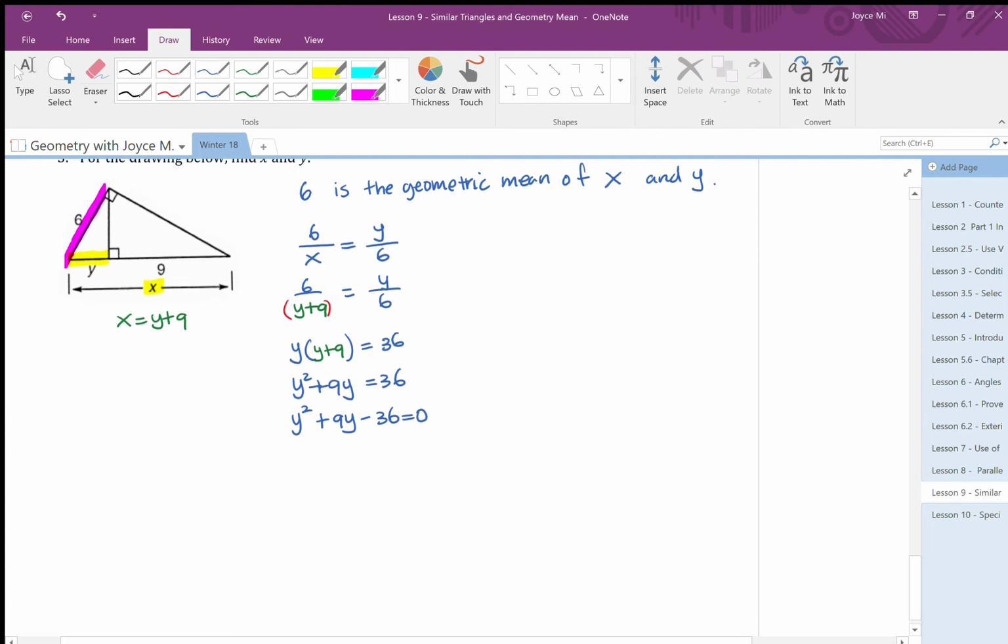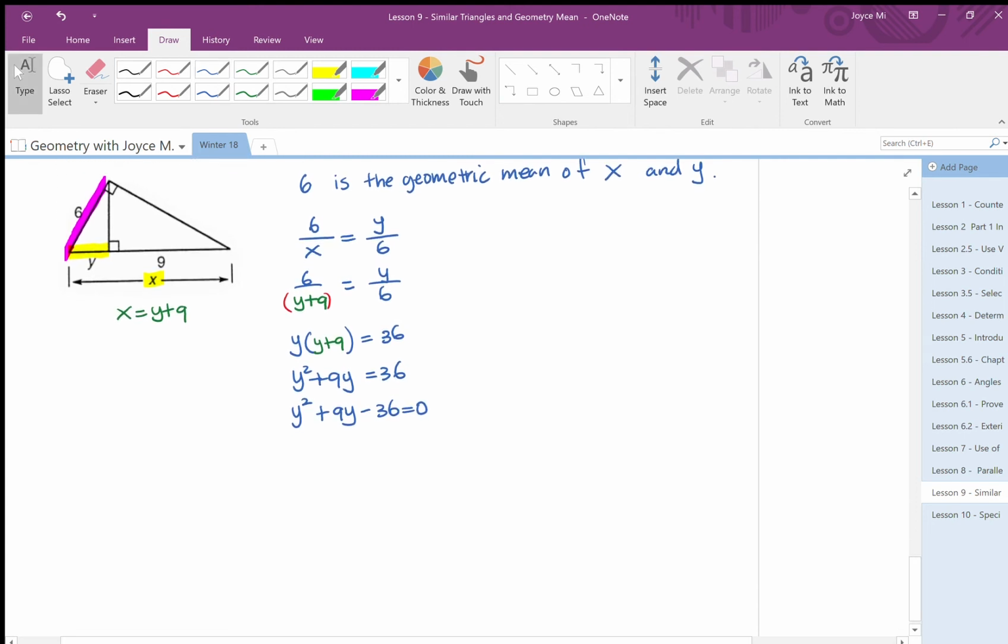Now this is an algebra equation, a quadratic equation, so we are solving a quadratic equation. You can do it by factoring, you can use the quadratic formula, or another method, whichever method is easier for you. So here I'm going to do factoring.